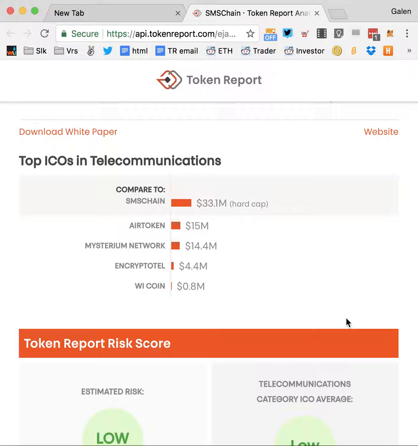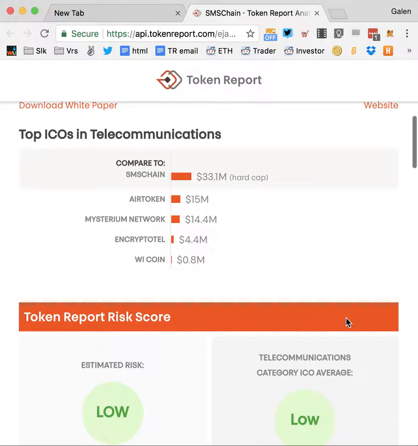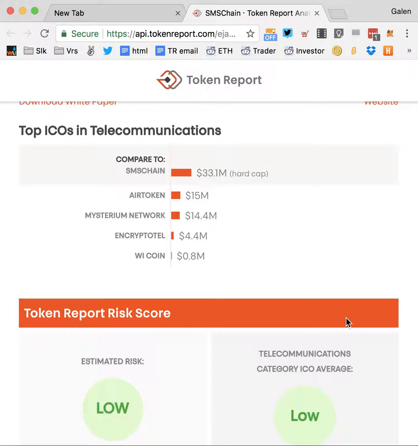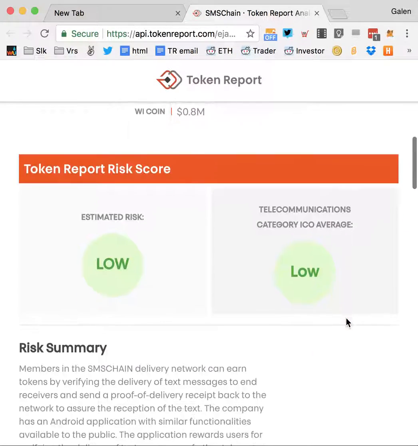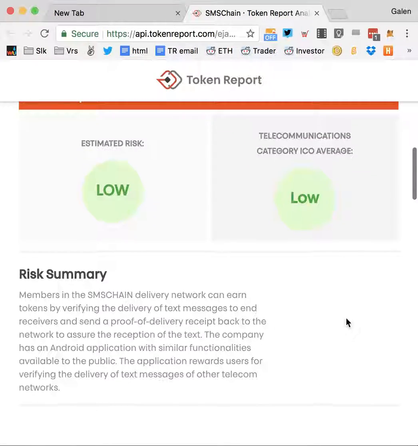So when you look in telecom, this isn't the blockbuster category like blockchain infrastructure. There are no Tezoses or EOSs in telecom. The largest project to close to date raised $15 million. That was a project called Air Token. And so when compared to that, what otherwise might appear to be a reasonable hard cap actually starts to look pretty high. SMS Chain is looking to raise the equivalent of $33.1 million. That's more than double the most raised by any telecom project to date.